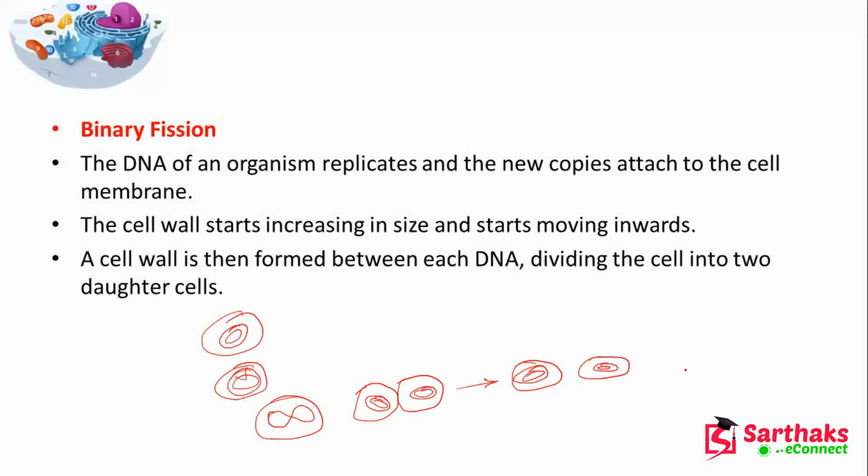So the DNA of an organism replicates and the new copy is attached to the cell membrane. The cell wall starts increasing in size and starts moving inwards, and the cell membrane here also starts moving inwards, and the cell wall is then formed between each DNA, dividing the cell into two daughter cells. These are the daughter cells, and this is also another daughter cell.